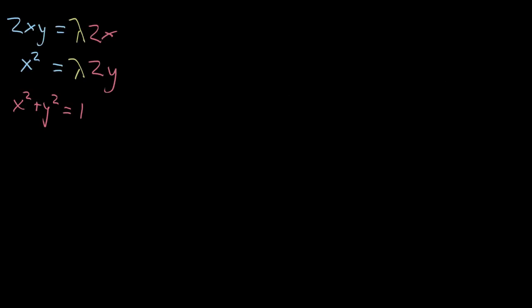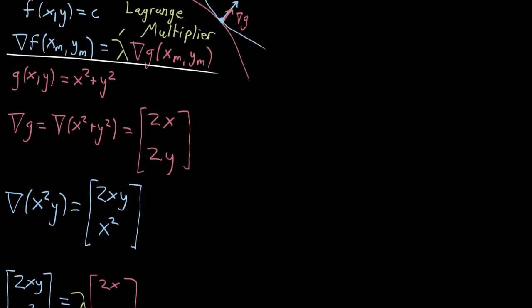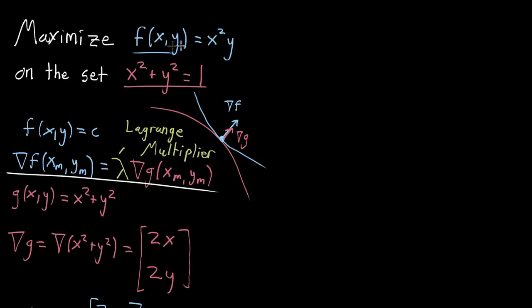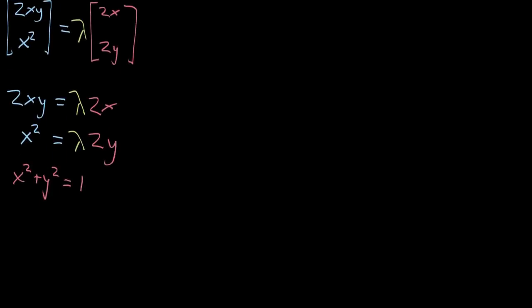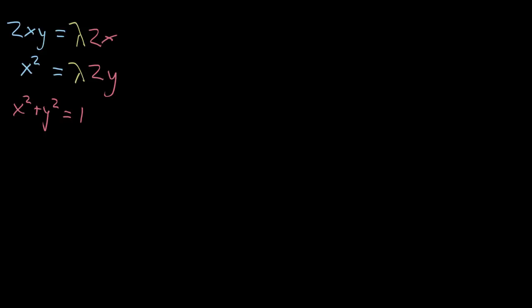So in the last two videos, we were talking about this constrained optimization problem where we want to maximize a certain function on a certain set, the set of all points x, y, where x squared plus y squared equals 1. And we ended up working out through some nice geometrical reasoning that we need to solve this system of equations, so there's nothing left to do but to just solve the system of equations.